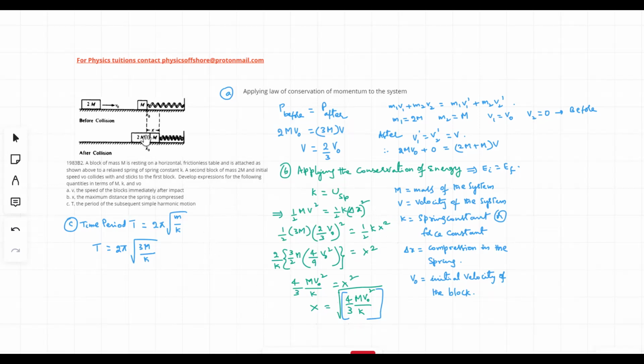Next, after the compression, the entire system starts vibrating. These vibrations are simple harmonic in nature. Therefore, we have to find out the time period of the oscillations. The time period of the spring mass system T is equal to 2 pi square root of m by k. Here, mass is 3m and k is k only. Therefore, T is equal to 2 pi square root of 3m by k is the time period of the spring mass system.